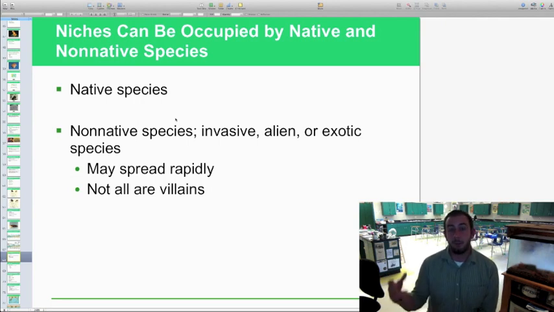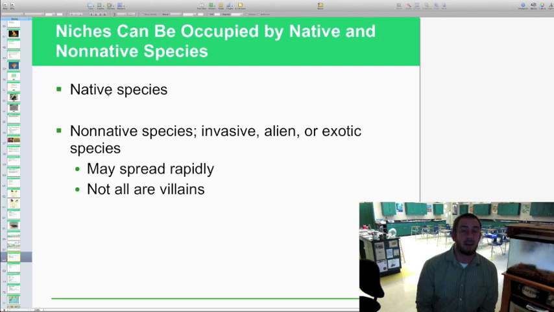They have not been here before, but maybe they just suit that environment better than the native species, and they can come in and spread rapidly and outcompete the native species. That's when we call them invasive or alien species. Okay, when they really come in and do some damage, they spread rapidly, and they outcompete native species. That's when they become bad.